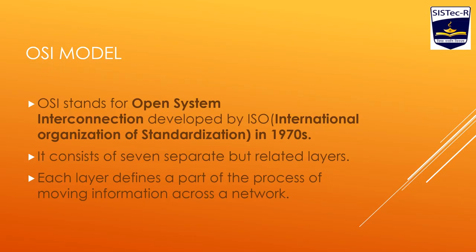Whenever we send any data from one system to another, the data goes layer by layer, and every layer performs its own separate task, and the data is sent to the other side, the receiver side. At the receiver side, the OSI model works from bottom to top, and at the sender side it works from top to bottom. So data travels from top to bottom at the sender side, and from bottom to top at the receiver side. Each layer defines a part of the process of moving information across a network. In the network, each layer of OSI defines how the process goes and moves the information from one system to another.